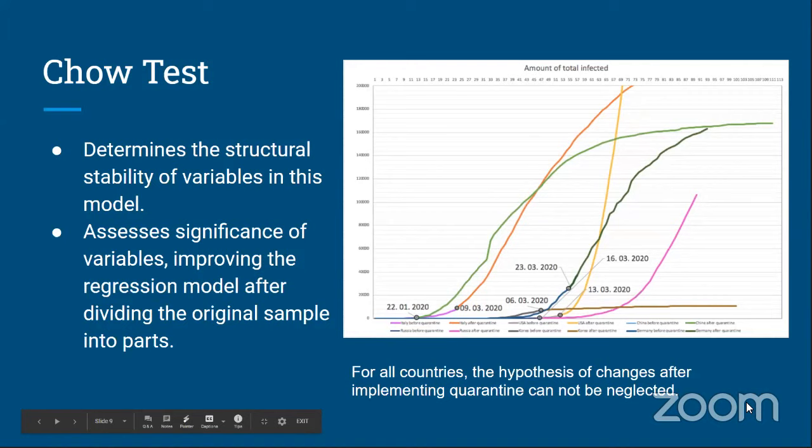For Italy and Germany, data is not stable. Russia's way of treatment is not efficient, because the number of infected is only increasing. South Korea is also neglected. For the US, probability is rather small, less than 5%. And only for China, the data is structurally stable. Dependencies do not differ. The probability of accepting the hypothesis is more than 5%.